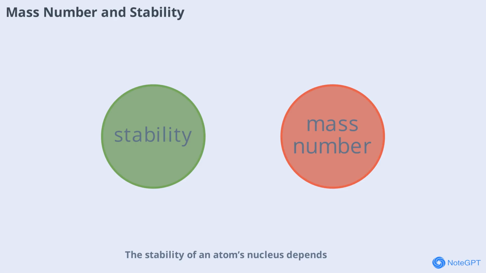The stability of an atom's nucleus depends on the balance between protons and neutrons, which is reflected in the mass number. Atoms with too many or too few neutrons compared to protons can become unstable and radioactive. Understanding mass number helps scientists predict which isotopes are stable and which are not.